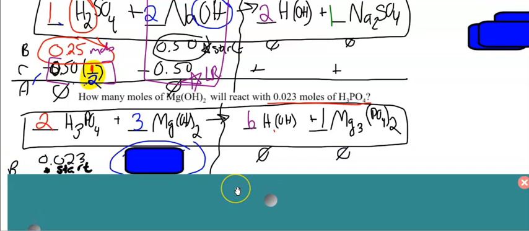Thank you, ChemStars, who actually paused the video. Good job. So before the reaction starts, no products, and they're telling me we have exactly 0.023 moles of H3PO4.